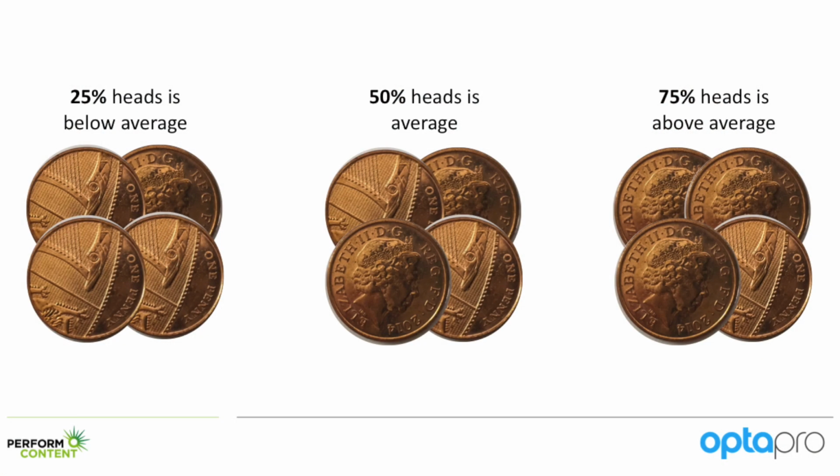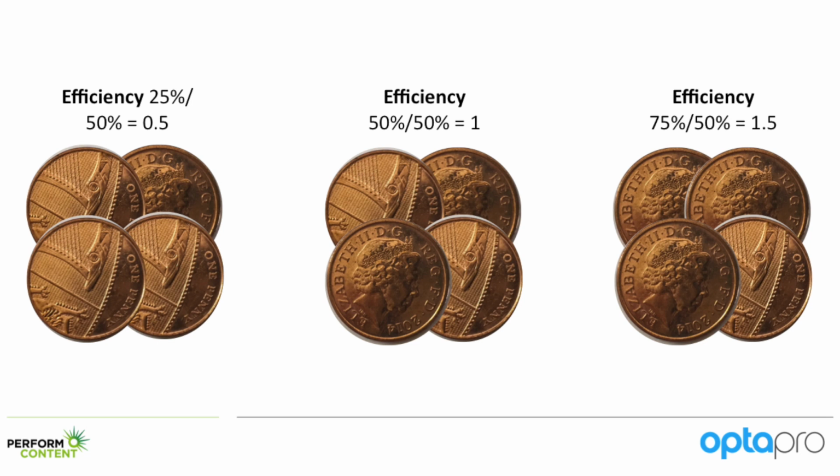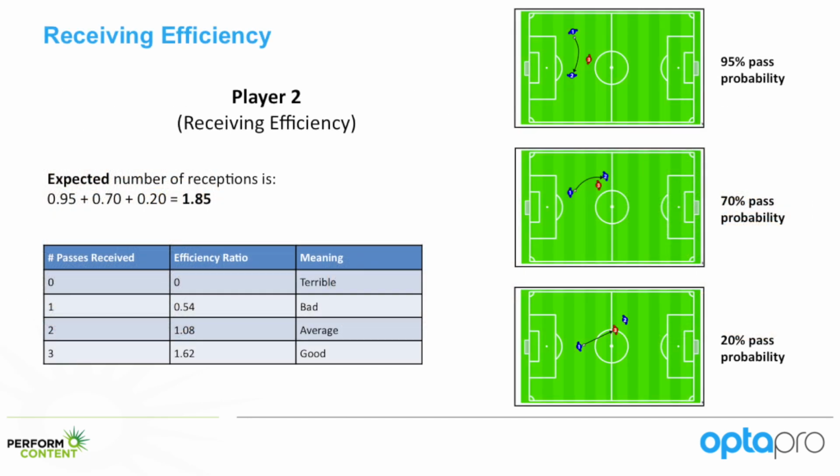So suppose there's a coin here on the left, and it comes up heads 25% of the time. It's a below average coin, terrible coin. Have another coin that comes up heads 50%, average coin, and another that comes up 75%, that's an above average coin. So we just divide those numbers, and that gives us an efficiency. The higher the efficiency, the better the coin, or the better the player. So we can do this with receiving efficiencies.